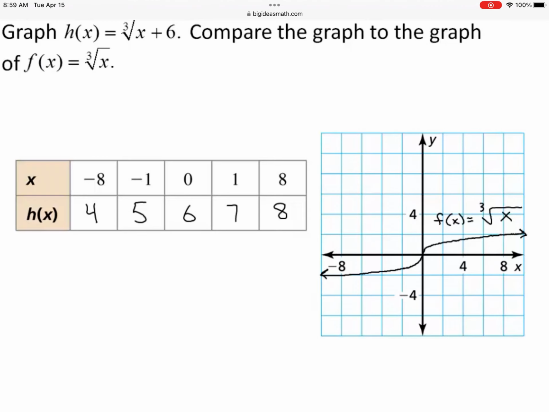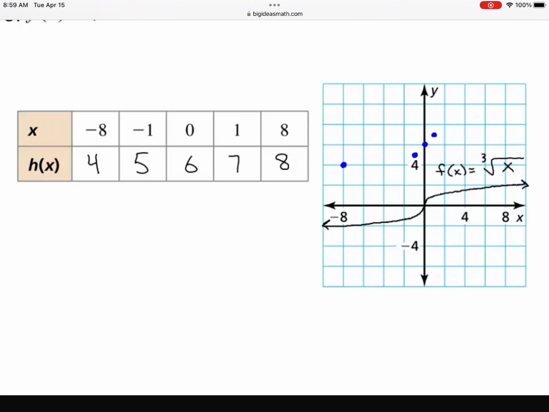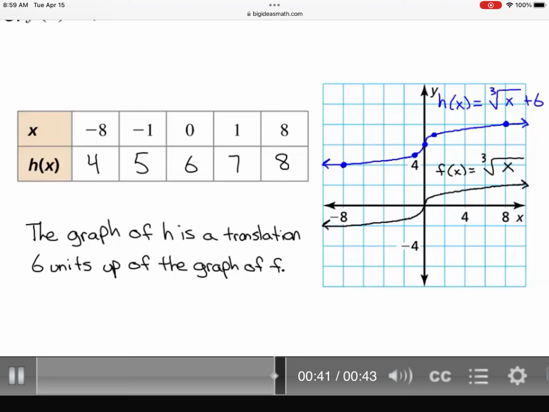So plot the ordered pairs (-8, 4), (-1, 5), (0, 6), (1, 7), and (8, 8). Then draw a smooth curve through the points. The graph of h is a translation 6 units up of the graph of f.